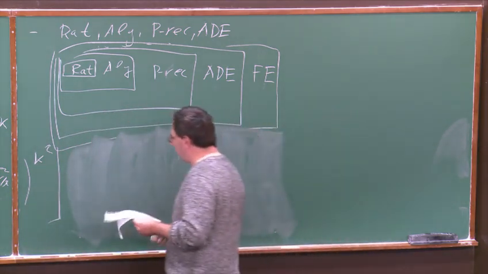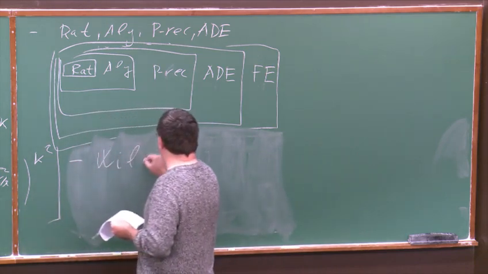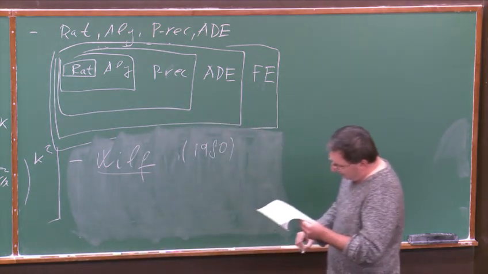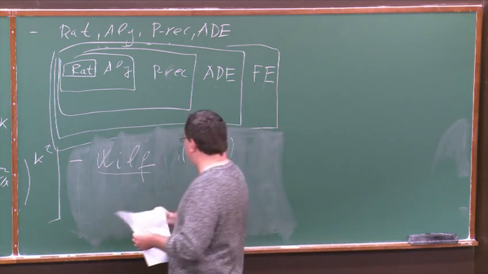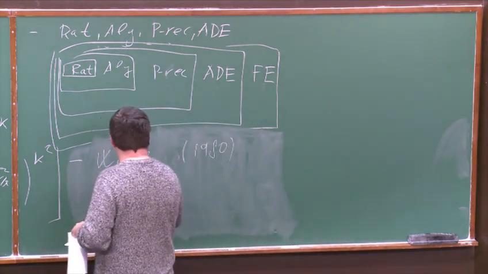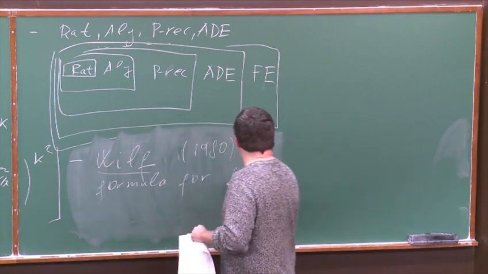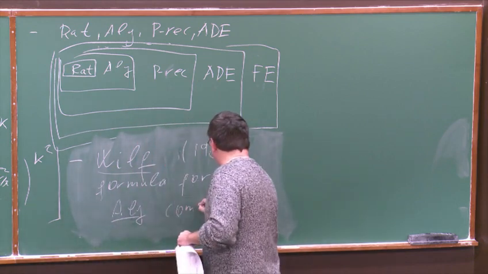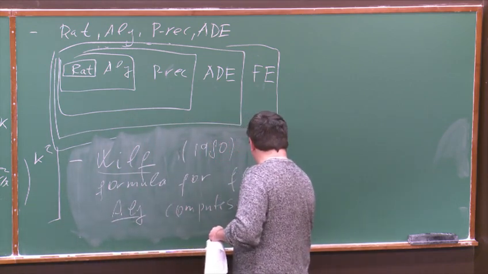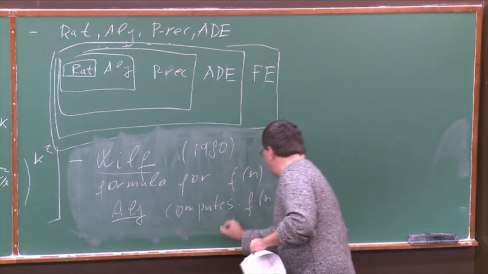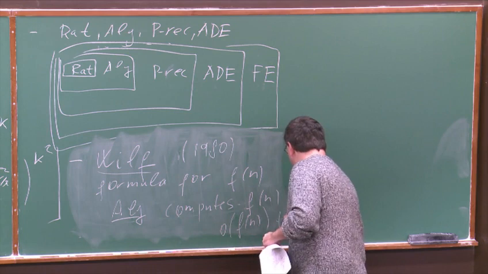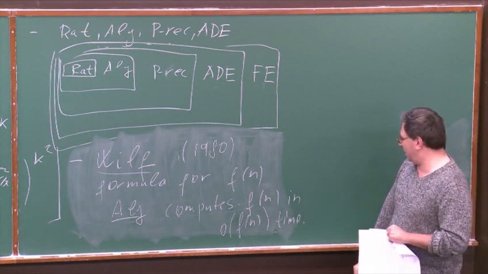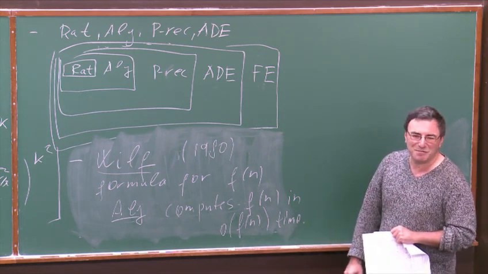So anyway, this is my second try. And so the third try is due to Herb Wilf, who in 1980 basically said the following. Let's say a formula for f of n is an algorithm which computes f of n in little o of f of n time. Okay? Now that's not a good definition, but it's insightful.